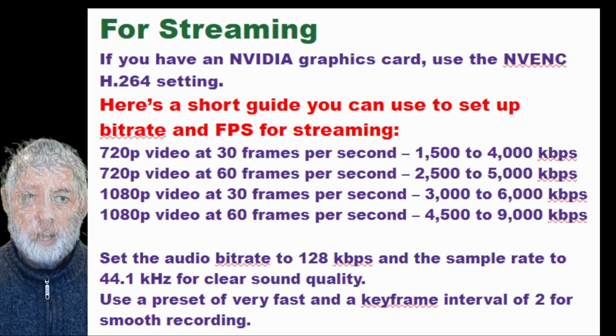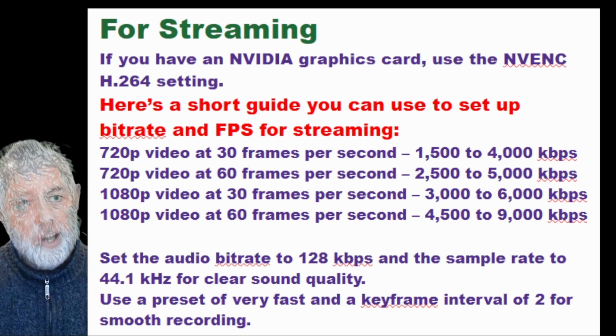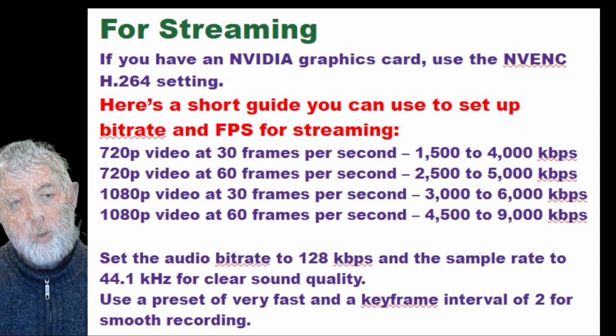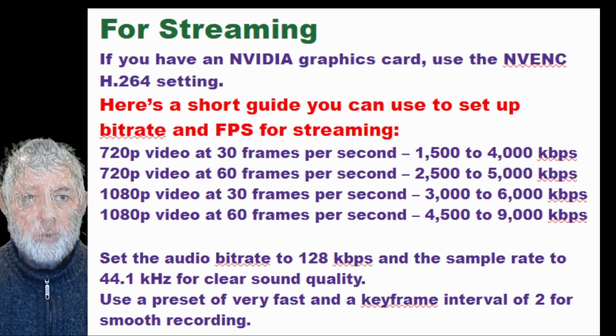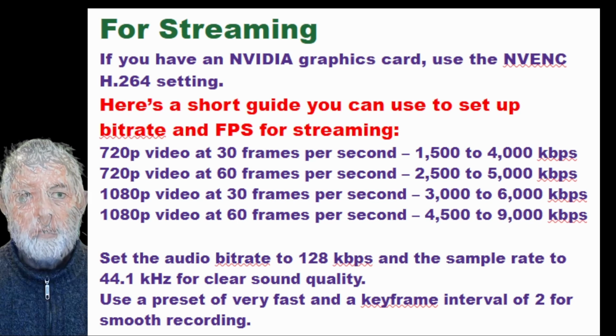For instance, if you have an NVIDIA graphics card, set the video encoder to NVENC H264, otherwise use just H264 for other cards. The audio bitrate should be set for high quality unless your CPU is older and slower. You will find some important settings in File, Settings, Advanced.